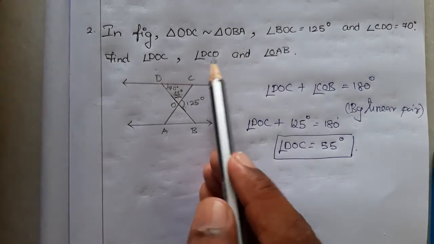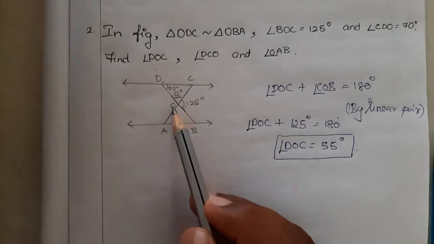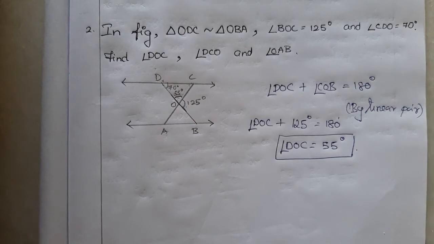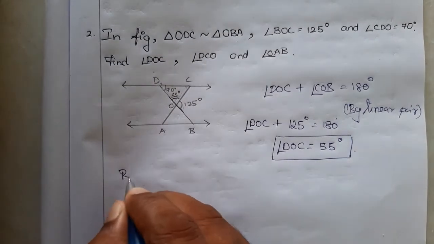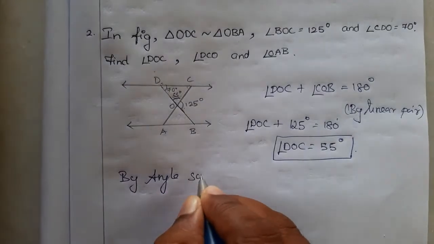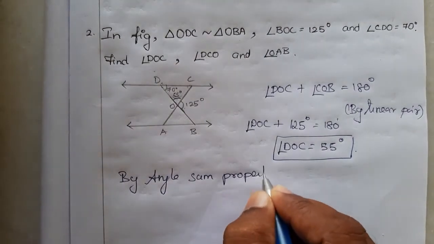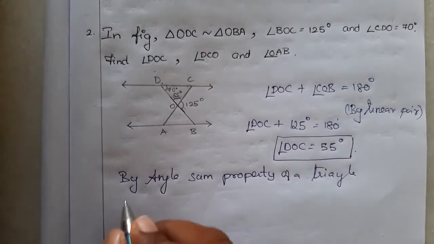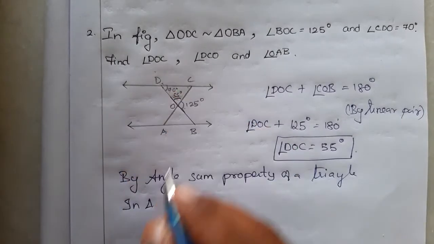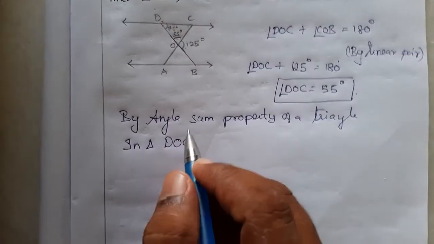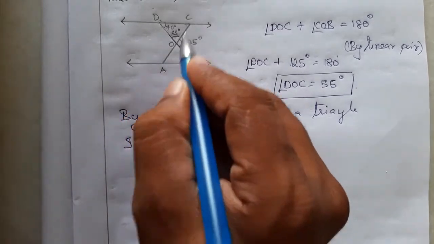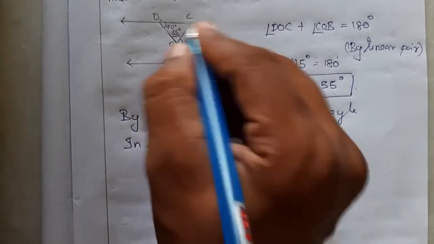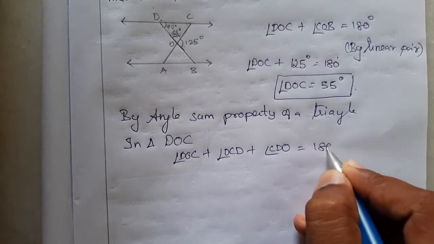Next, you have to find angle DCO. We can say it is in a triangle. We know two of the angles and we have to find the third one, which is very easy by the angle sum property of a triangle. You have to mention which triangle: DOC. If we add the three angles, angle DOC plus angle OCD plus angle CDO is equal to 180 degrees.